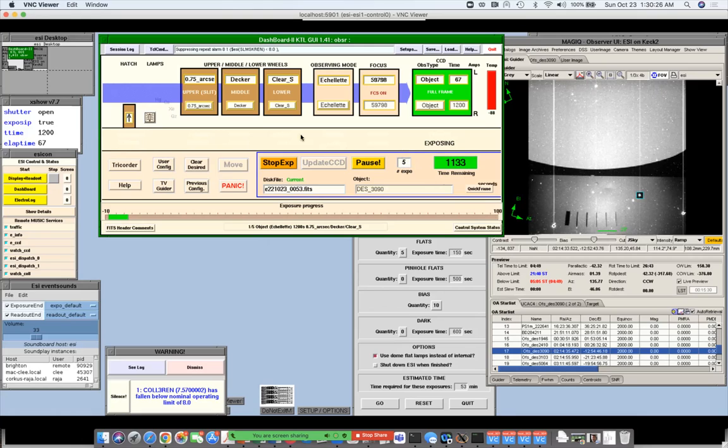And what else over here? This is meant to be a cartoon of the instrument. This blue arrow is light. It comes in through the 0.75 arc-second wide slit. This decker controls the length of the slit, I believe. Then it goes to a filter, which is clear in this case. Then it hits the grating.